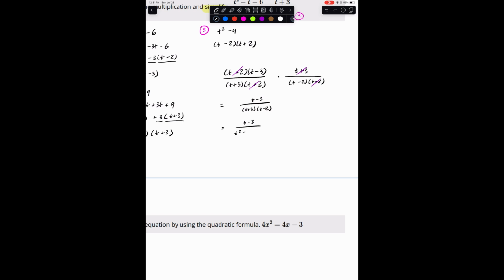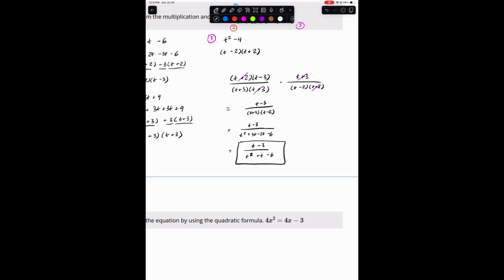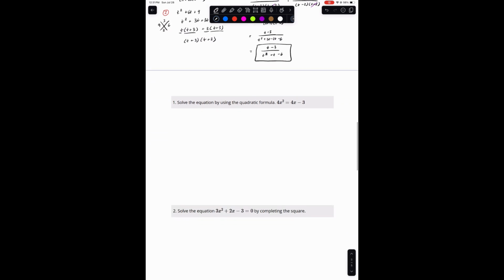T squared plus 3t minus 2t minus 6. That gives us t minus 3 over t squared plus t minus 6. There you have it. That is your answer for number 4.